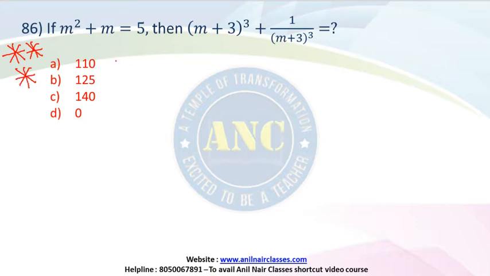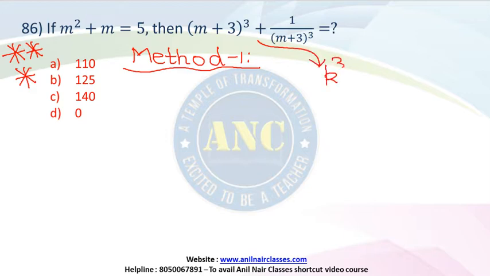Listen carefully. m square plus m equal to 5, and they are asking you to find m plus 3 whole cube plus 1 by m plus 3 whole cube. A very straightforward approach, which I am solving in method 1, is that m plus 3 whole cube plus 1 by m plus 3 whole cube should be of the form k cube minus 3k, and there is only one option of that form. Answer is 110. It is very simple using method 1 because only one option is satisfying. But what if more than one option is satisfying? I always want you to understand the different methodologies as well.